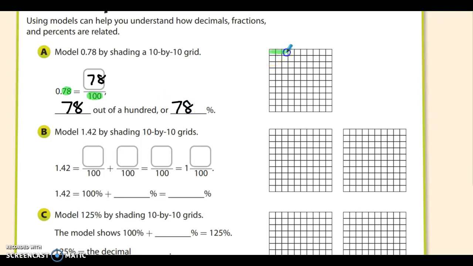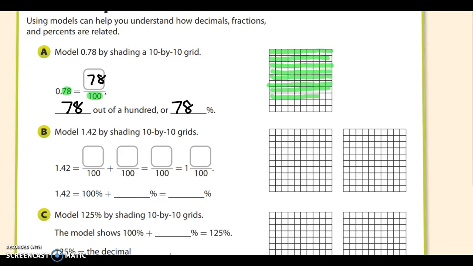So I'm just going to count pretty quickly. 7 rows. It doesn't matter if you do this horizontally or vertically, it doesn't matter one bit. So I think that's 7 rows and then 8 singles, so 78. Okay. All right, question B.